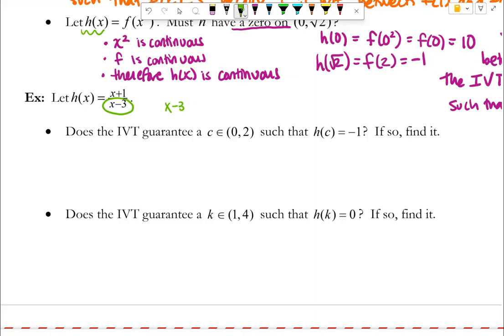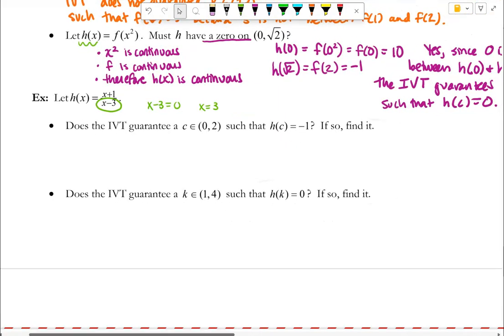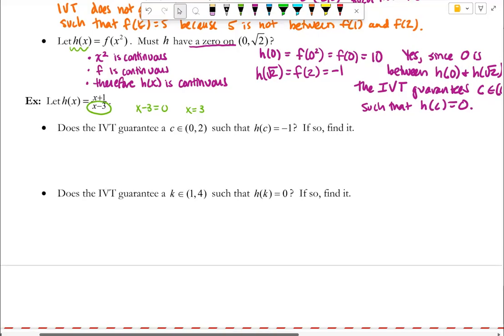Again, this is not a piecewise defined function, so I'm just looking at this denominator. And if x minus 3 equals 0, and that happens when x is 3, we're going to have a discontinuity there. And in fact, we would have a vertical asymptote, because if you evaluate h of 3, you get 4 over 0, not 0 over 0. So I got to look out for that. But this interval from 0 to 2 does not include 3. So we could start by saying h is continuous on the closed interval from 0 to 2.